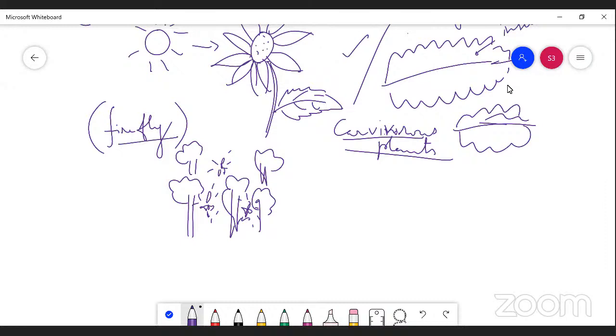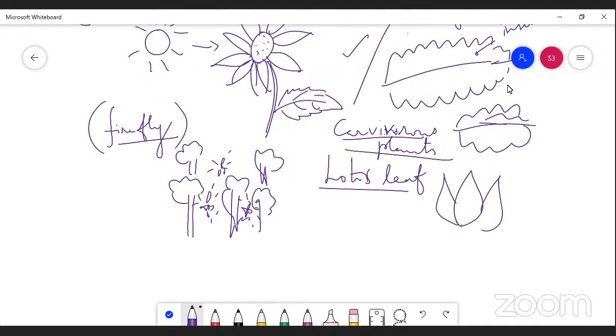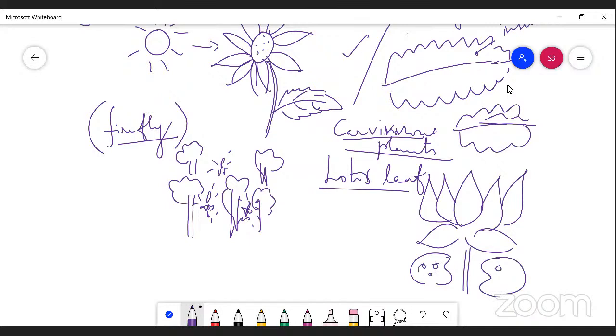Another one is the lotus leaf, where water droplets roll on the surface of the leaf.